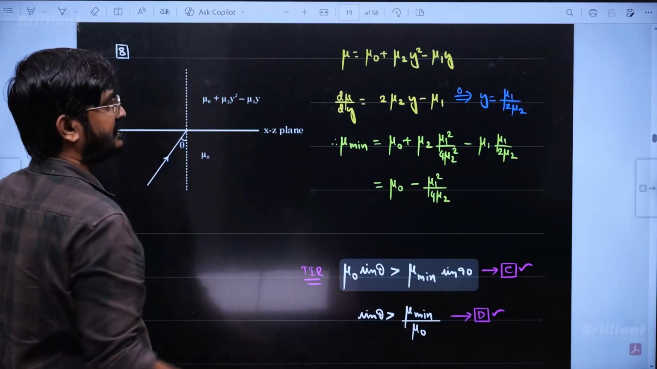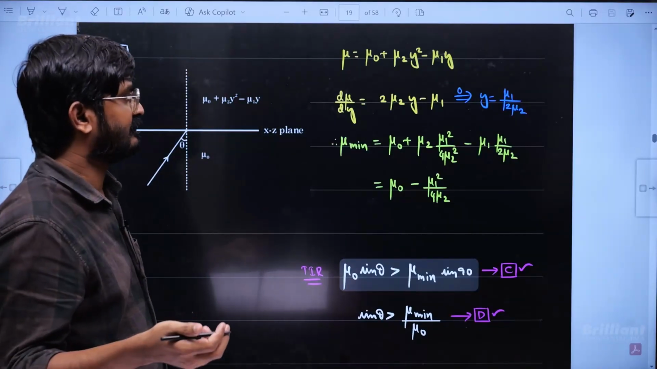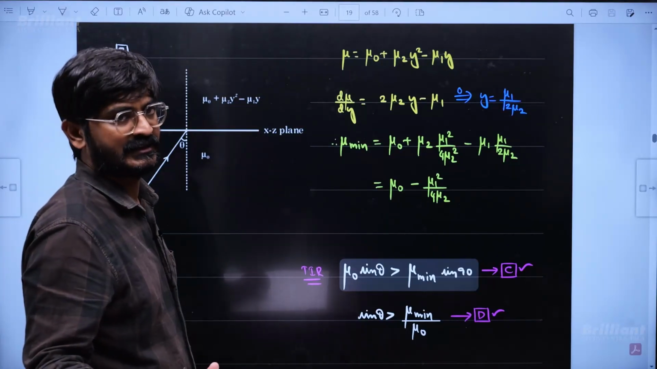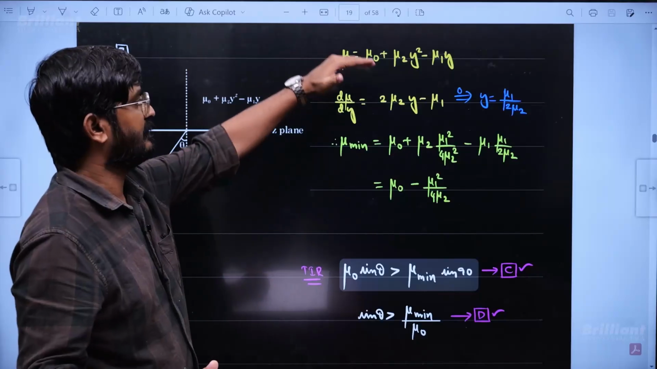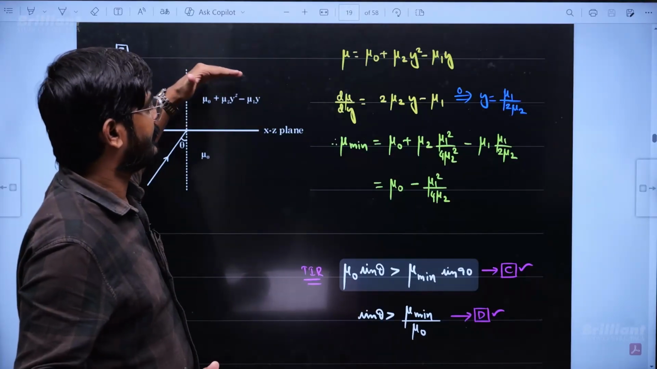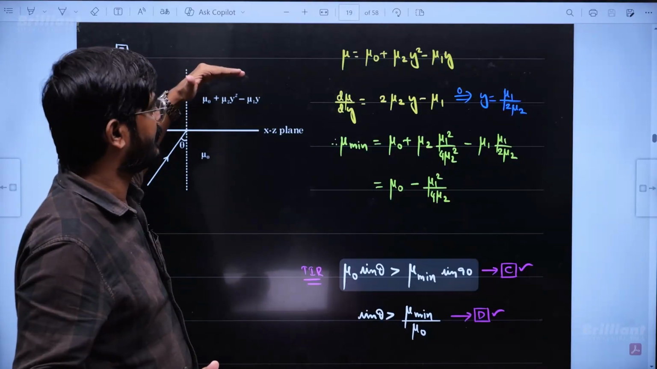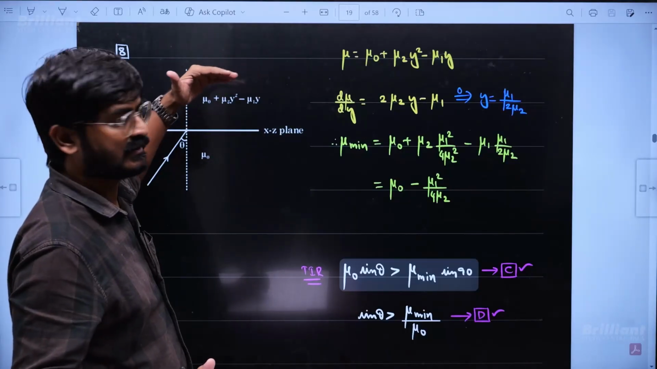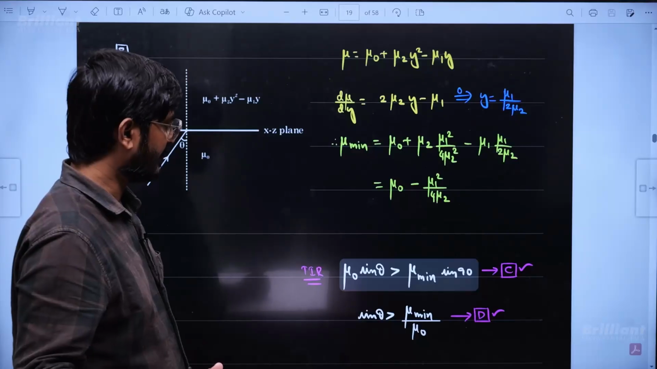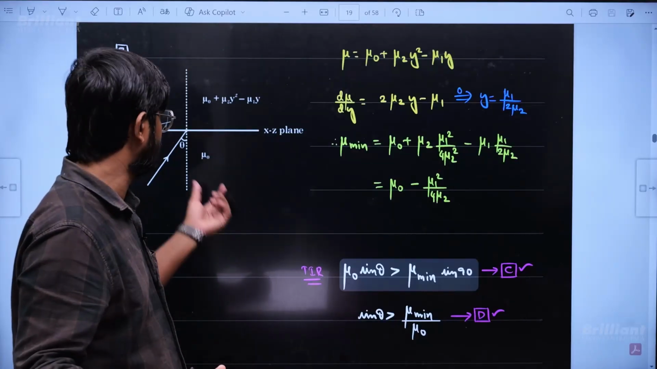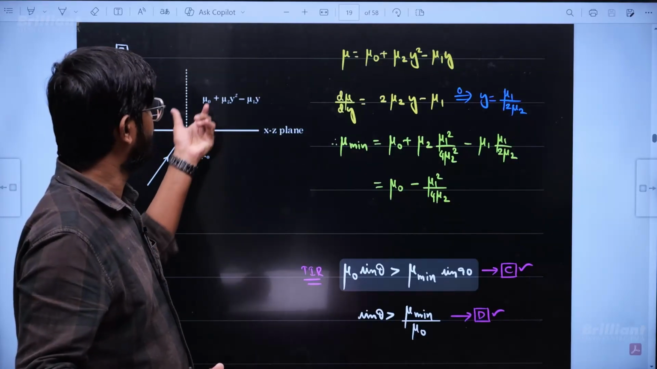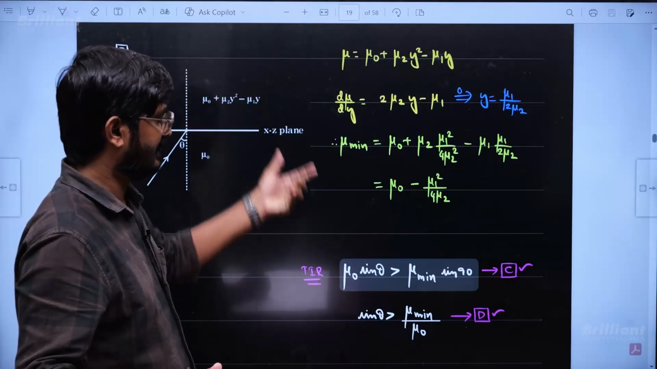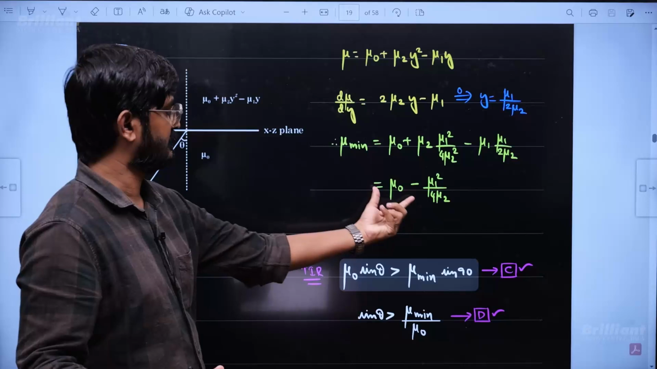Once it crosses the rarest medium of all, there is no chance of total internal reflection anywhere. So I am interested in the minimum mu value, because if I know that total internal reflection should happen, either it can happen somewhere or there for sure, and it has to come back. If total internal reflection should happen, then this mu sin theta should be greater than or equal to this mu sin 90. That mu was mu minimum, which we were interested in.